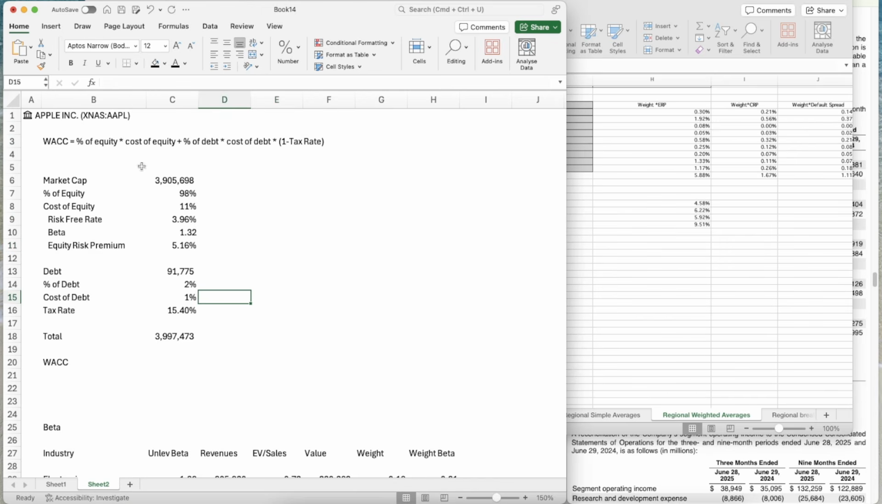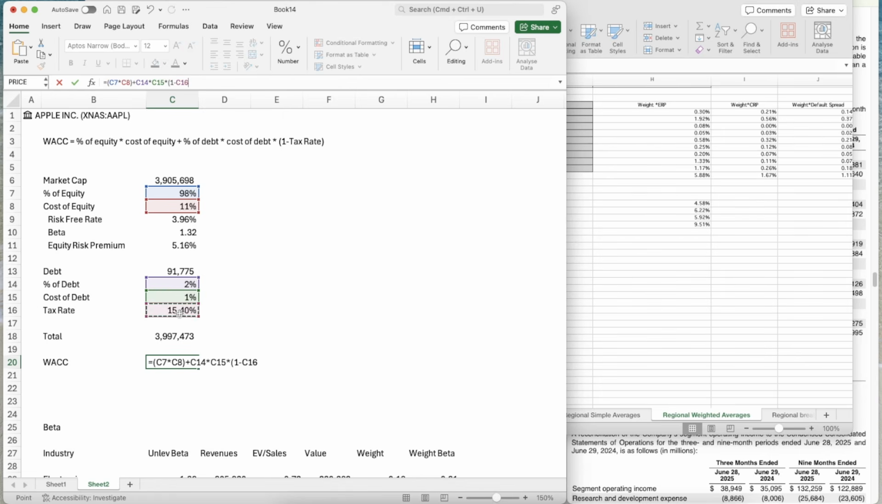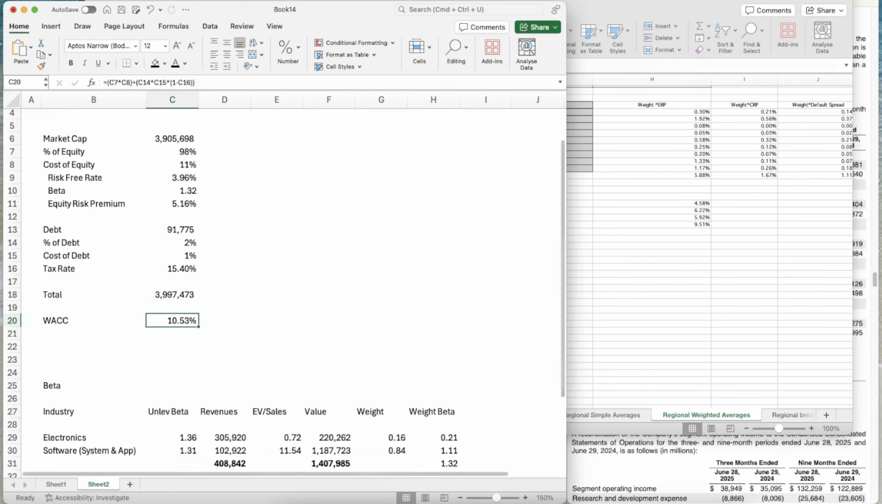For the WACC, we're going to do this formula. So come down to your WACC box and go equals percentage of equity multiplied by your cost of equity. And again, let's put these in brackets, plus your percentage of debt multiplied by your cost of debt multiplied by 1 minus your tax rate, and double bracket at the end. There we go. 10.53%. That's the WACC for Apple.